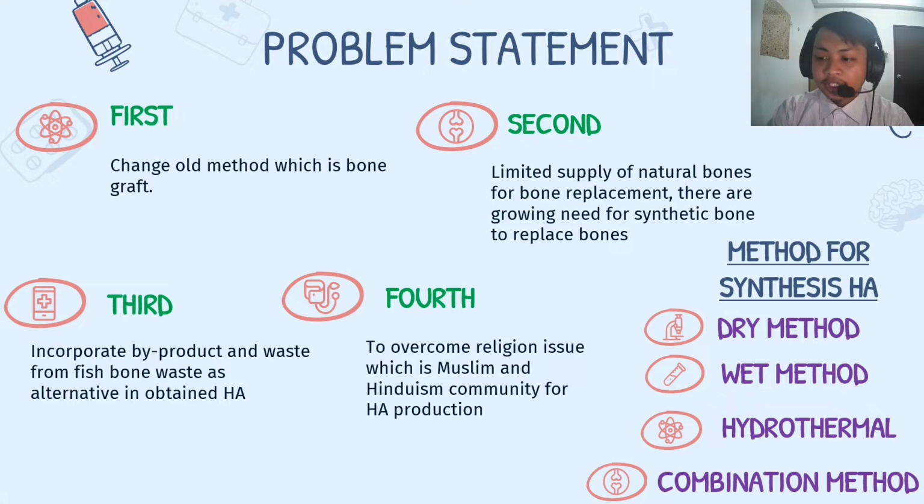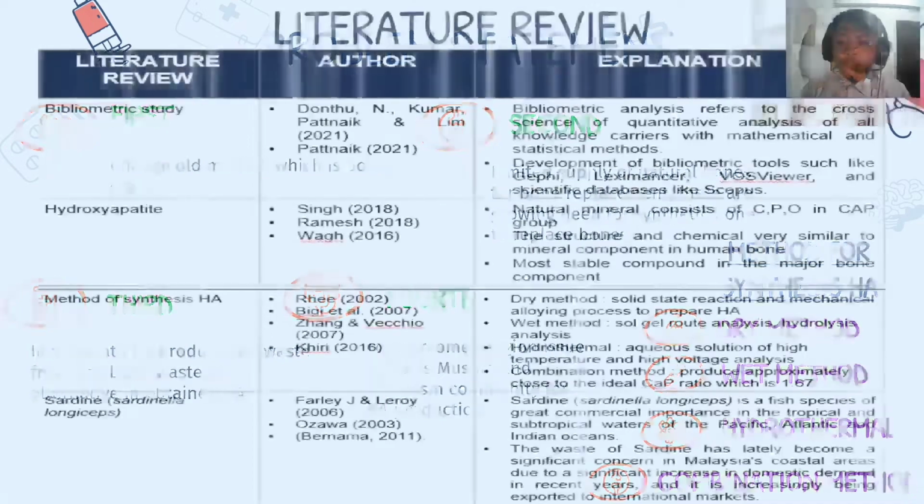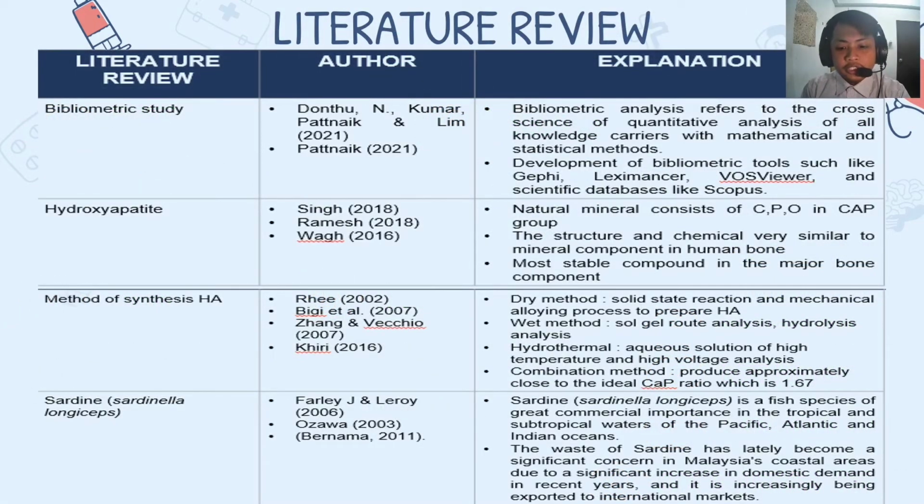There are 4 methods to synthesize HA, which are dry method, wet method, hydrothermal, and combination method. For literature review, it is a search and evaluation of available literature that I summarize that is related to my study, starting with bibliometric study, hydroxyapatite, method of synthesis of HA, and sardine, Sardinella longiceps.